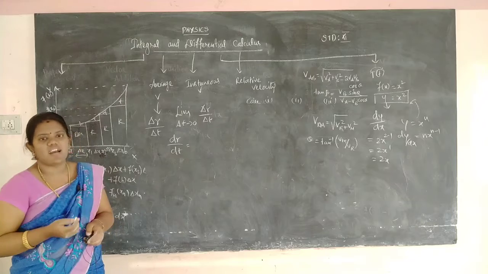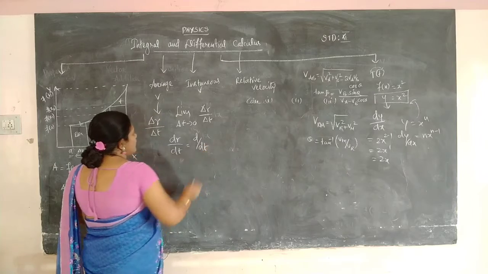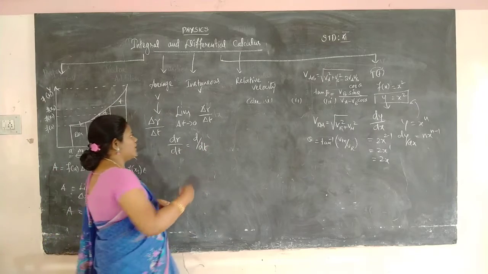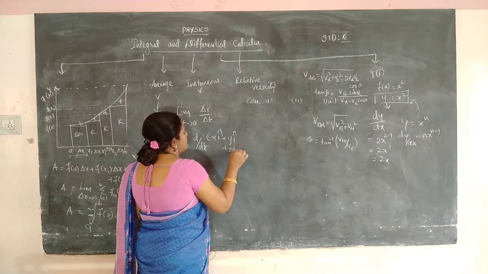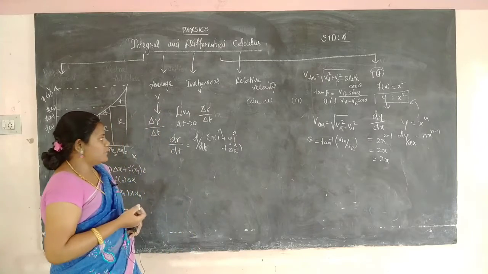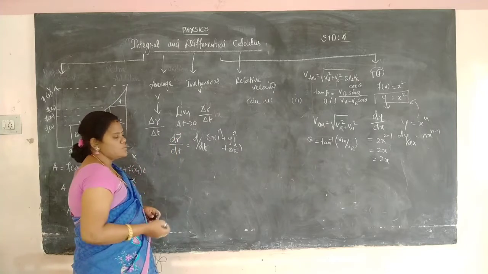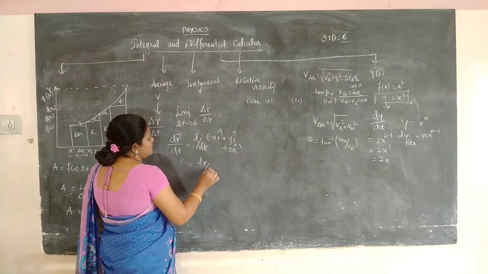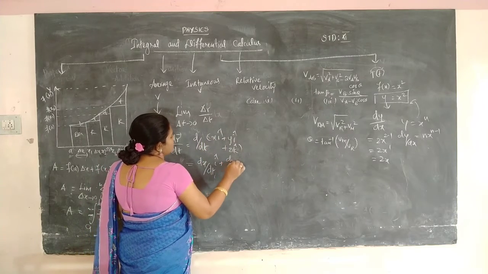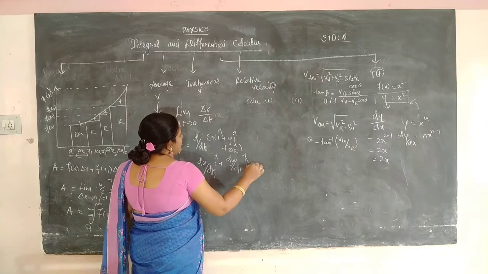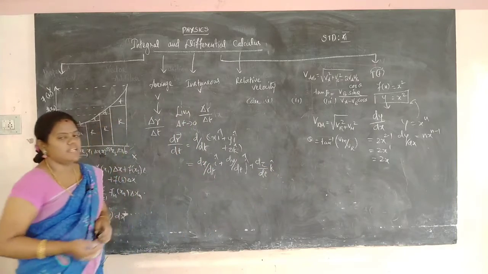dr by dt. What's the r? R is the position vector. So R is the position vector means, what is the formula for R? x i cap plus y j cap plus z k cap. Already I taught in the previous session, R vector is equal to x i cap plus y j cap plus z k cap. So dx by dt into i cap plus dy by dt into j cap plus dz by dt into k cap. Okay, this is the instantaneous velocity.